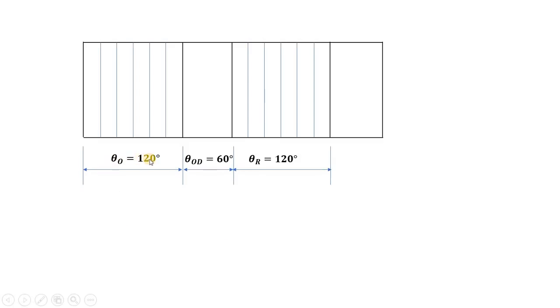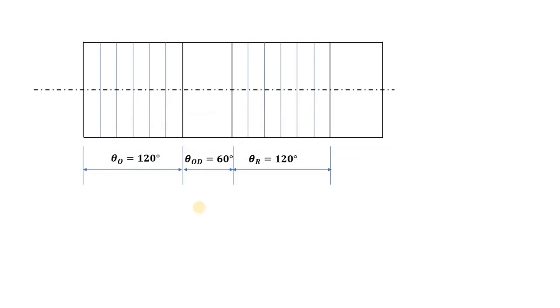So outstroke is 120 and by scale it is 6 centimeter on our displacement diagram. Outstroke dwell is 60 degree. It is 3 centimeter on our displacement diagram. And return stroke is 120, so it is 120 divided by 20, that is 6 centimeter on our displacement diagram. Then we are not considering this particular theta return dwell part over here. So we are concentrating only on these three particular angles for drawing the displacement diagram.